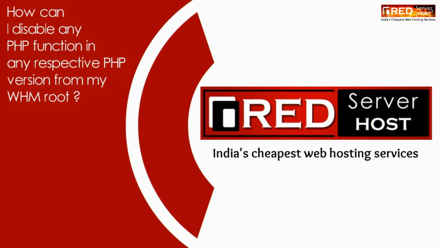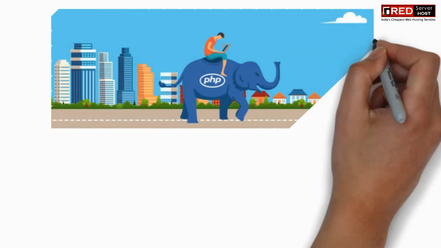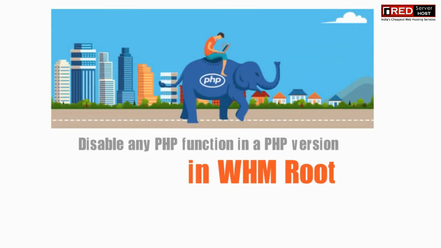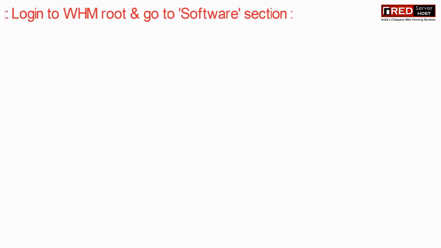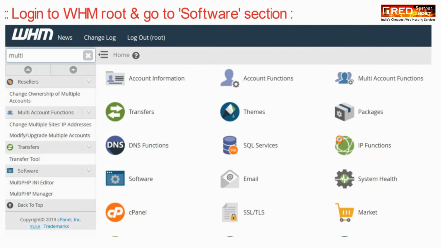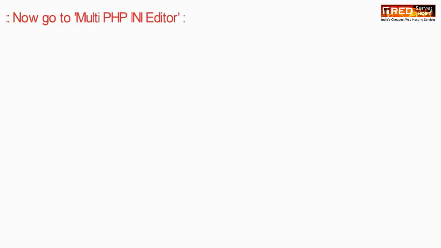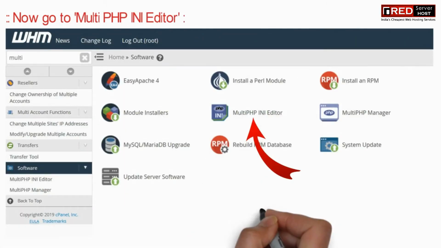Today in this video, we will learn how I can disable any PHP function in any respective PHP version from my WHM root. For that, log into WHM root and then go to the software section. Now here, go to MultiPHP INI Editor.